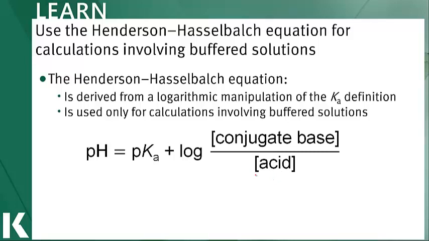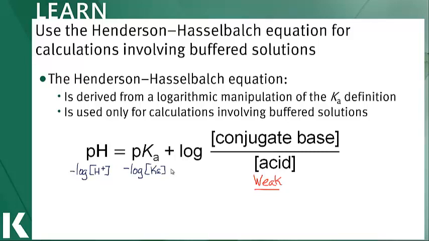So when we look at the acid, what we mean in the denominator is we are looking at a weak acid. And then in the numerator, we're looking at the conjugate base of that weak acid. So remember that buffered solutions must be weak acids or weak bases. When we look at this, we have the pH, which we know is the negative log of the hydrogen concentration. And that's equal to the pKa, which is the negative log of our Ka. To that, we're going to add the log of the conjugate base over the weak acid.